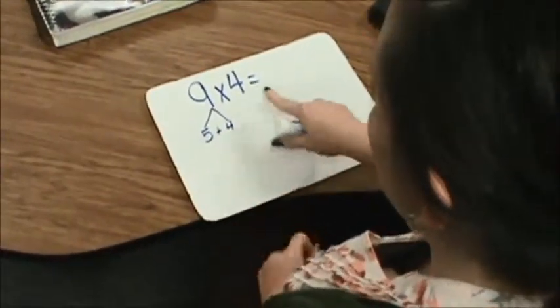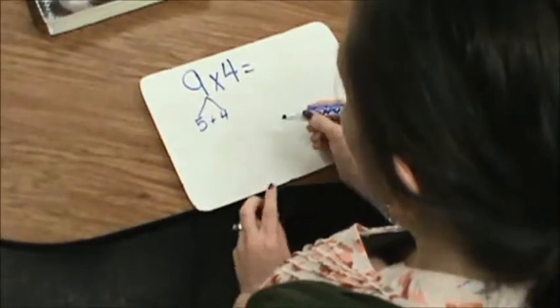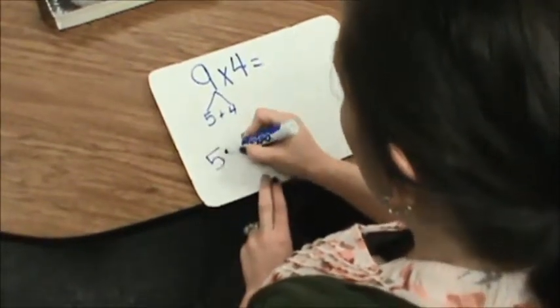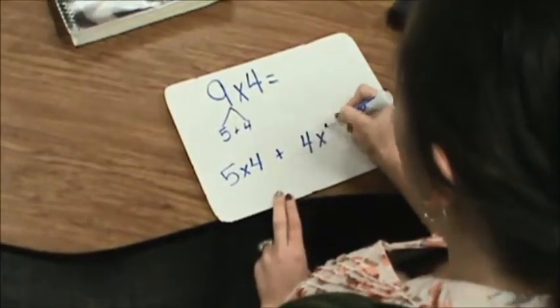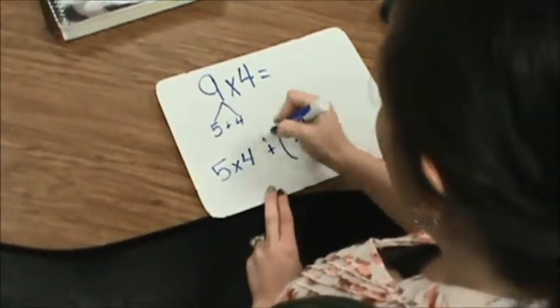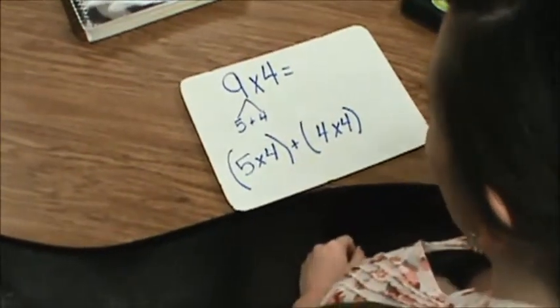So what I'm going to do is I'm going to take those 9 groups and I'm going to break it into 5 and 4 groups. So my new equations would be 5 times 4 plus 4 times 4. And when we do the distributive property, or when we break it apart, we always want to have those parentheses to say do it first.